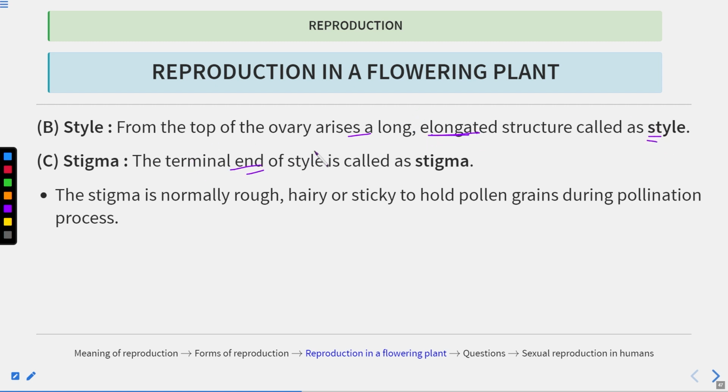Stigma is the terminal end of the style, and it is also known as the receptive part. Why is it known as the receptive part? Because it receives the pollen. This part interacts with the pollen and receives it after the process known as pollination. Clear? The stigma is normally rough, hairy or sticky. Why is it hairy or sticky? To hold the pollen grains during the pollination process. So stigma is the receptive part.